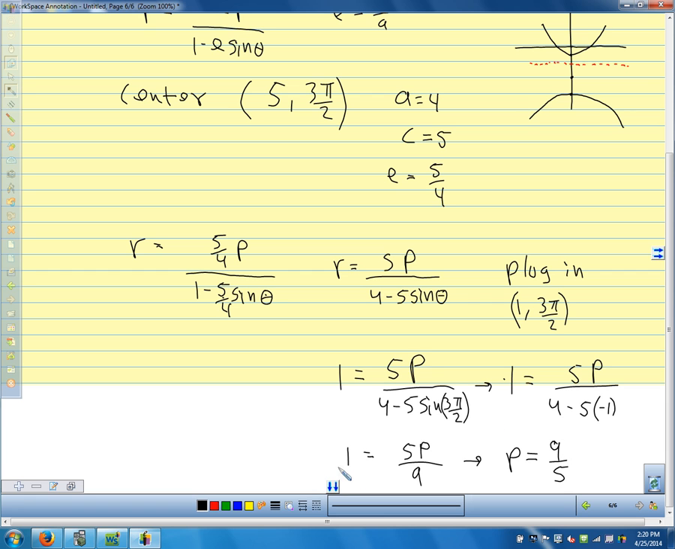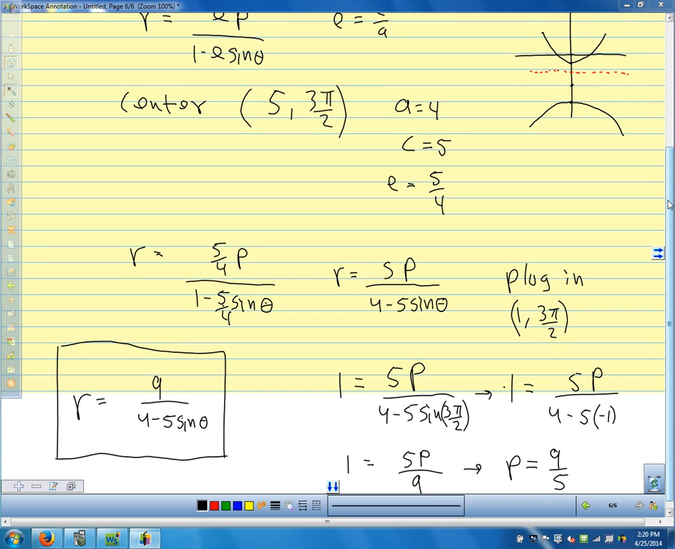So substitute that back in, and finally I get that my equation is R equals 9 over 4 minus 5 sine theta. So it's similar to working with hyperbolas, ellipses and parabolas in rectangular coordinates, but in a lot of ways, the information comes out of these equations much more easily. We don't have to do so much with them. It's also nice that one focus is always at the pole, and that our axis is always either the pi over 2 axis or the theta equals 0 axis.